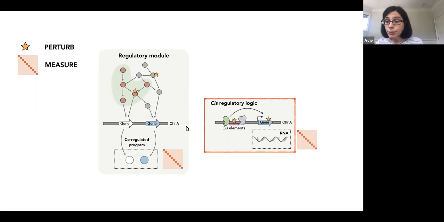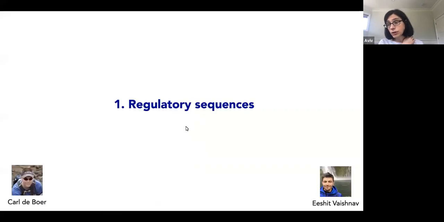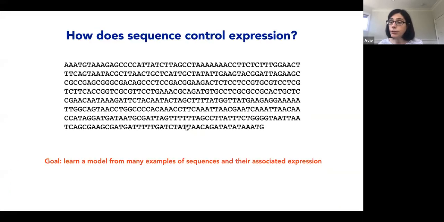As my first example, I'm going to focus on cis regulatory sequences. This was work that was started and led by Carl de Boer, who was a computational postdoc in the lab and now has his own lab at the University of British Columbia. One way to learn how regulatory sequences drive expression levels is to train a model that's based on looking at many pairs of examples of a regulatory sequence and the associated expression.